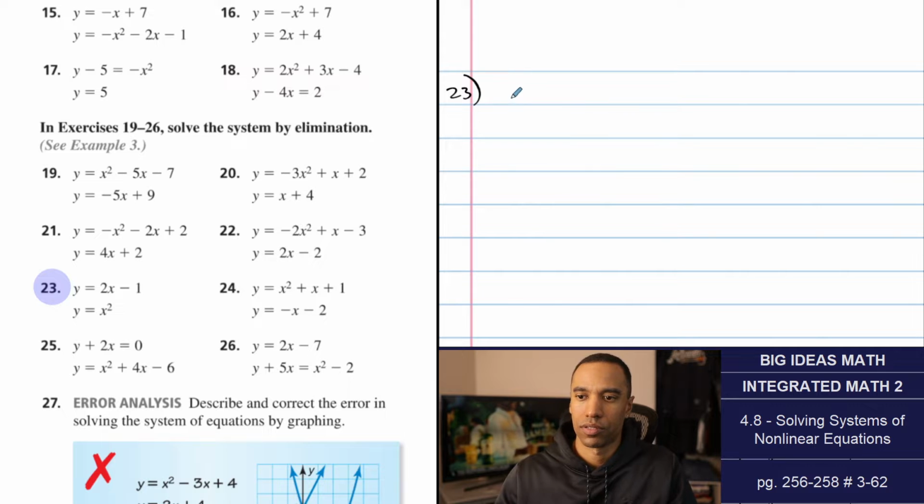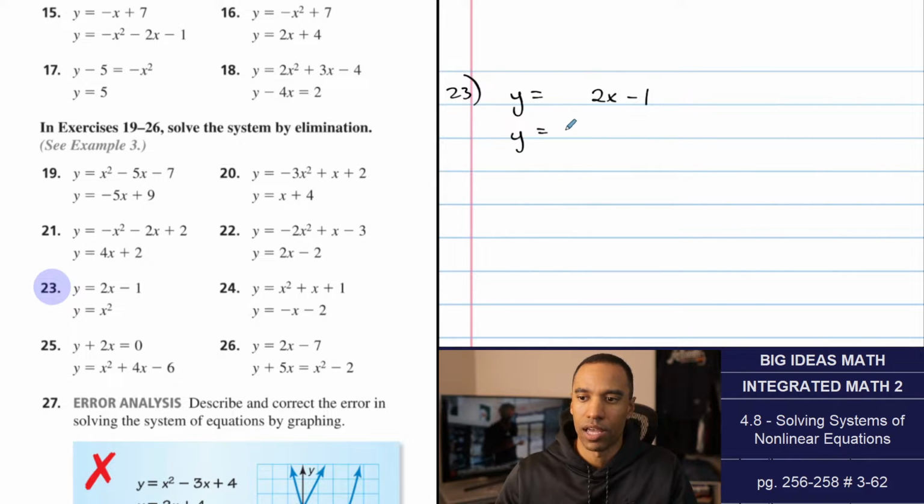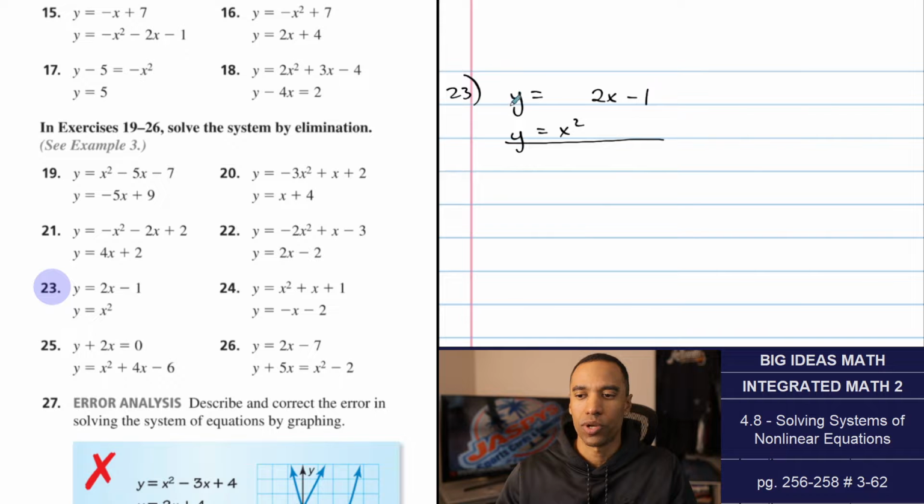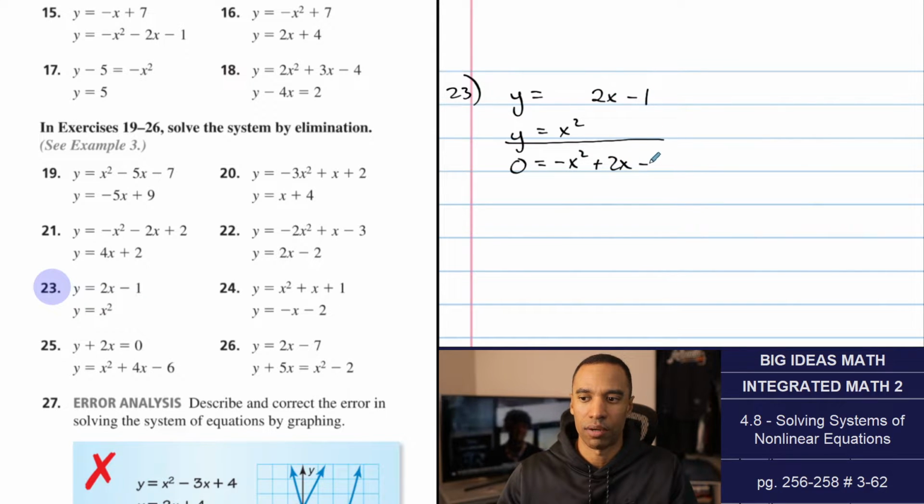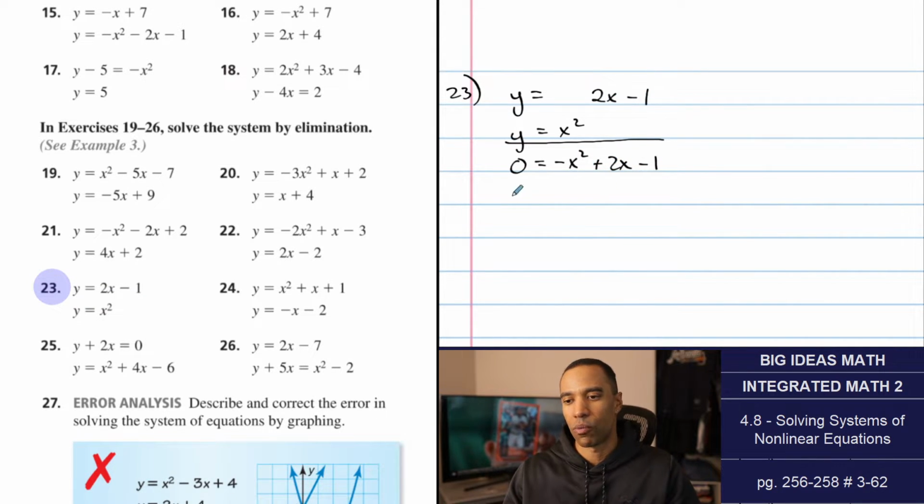Y equals 2x minus 1. All right, check this one out. I'm going to give myself some space here. And y equals x squared. I want to put that x squared first and front it. All right, let's try and subtract without writing minus signs. Y minus y is 0. 0 minus x squared is negative x squared. 2x minus nothing is 2x. And then negative 1 minus nothing is negative 1. So that works out in that form.